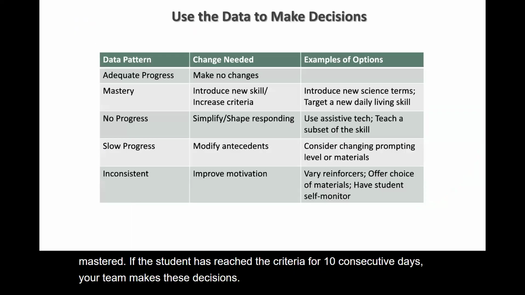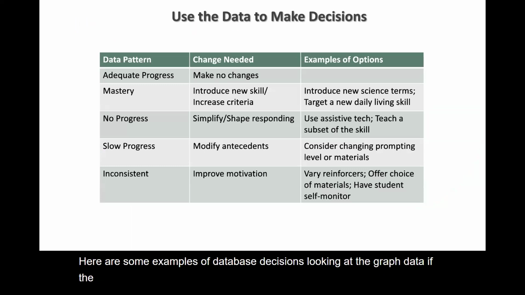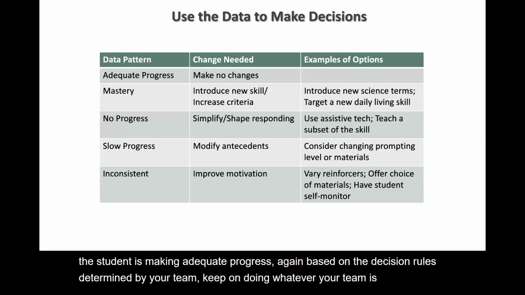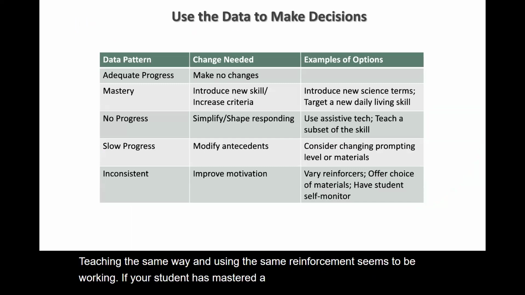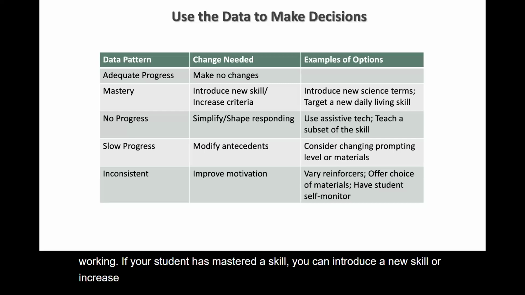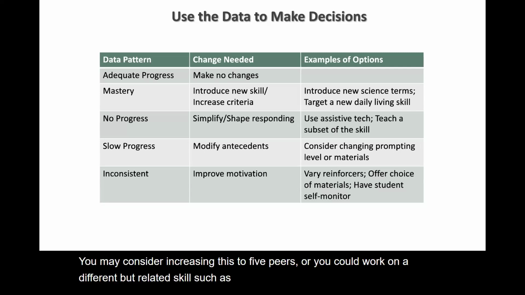Here are some examples of data-based decisions. Looking at the graph data, if the student is making adequate progress, again, based on the decision rules determined by your team, keep on doing whatever your team is doing. Teaching the same way and using the same reinforcement seems to be working. If your student has mastered a skill, you can introduce a new skill or increase the criteria. For example, if your goal was for a student to interact with 3 different peers throughout the day, you may consider increasing this to 5 peers, or you could work on a different but related skill, such as increasing the number of social exchanges.